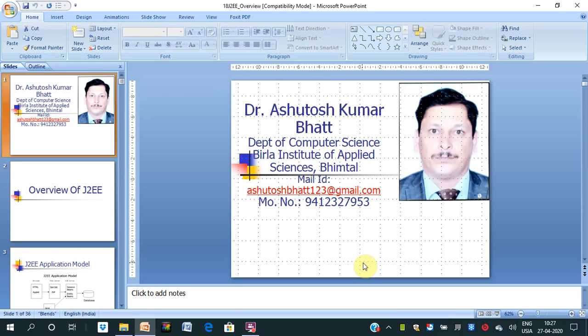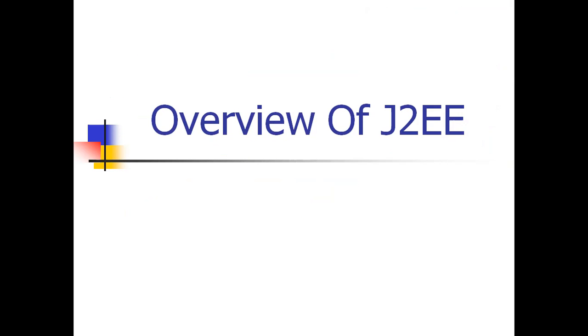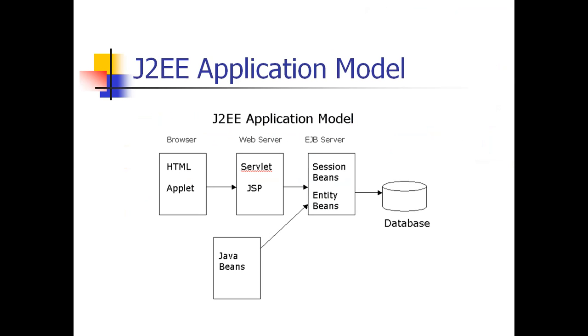Hello friend, welcome back to my lecture on J2EE, Java 2 Enterprise Edition, and it is different from J2SE. Previously, the core Java is J2SE and J2EE is the advanced Java, and this J2EE is a combination of different technologies, different tools. So you can see here, this is the J2EE model, and we can say J2EE application model.